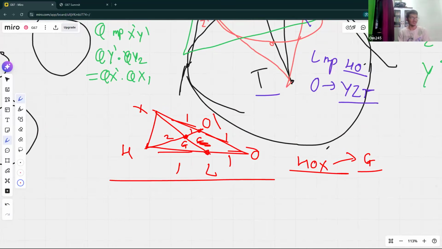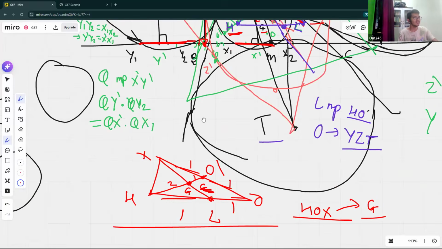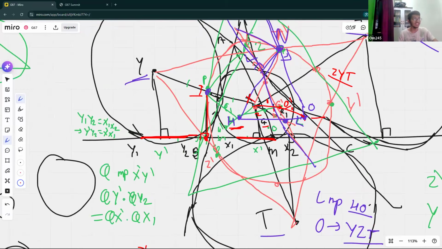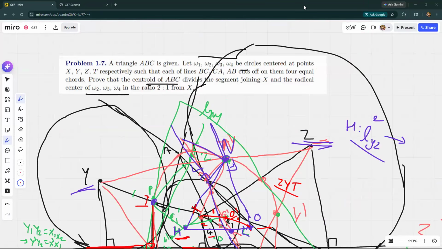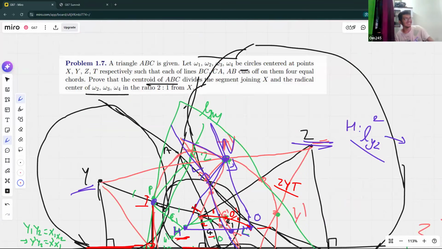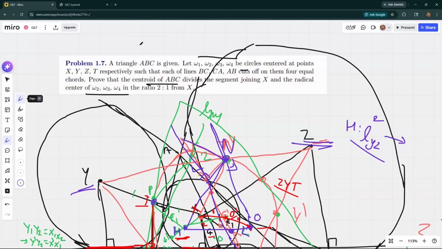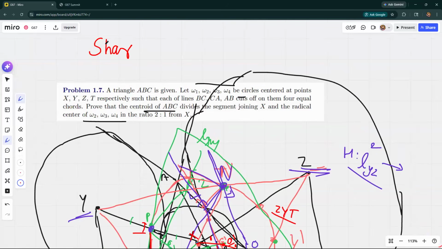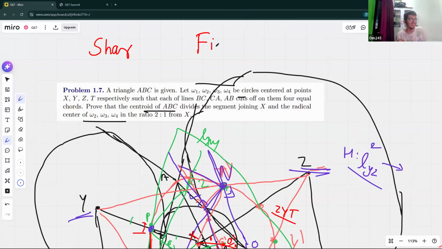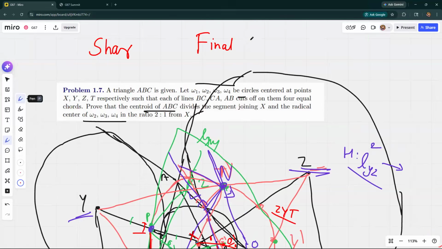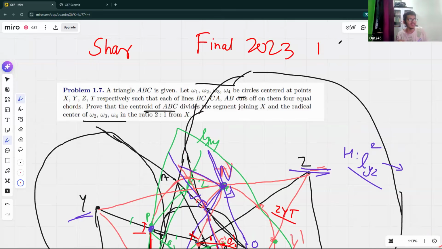Was it good? It was a nice problem. Let me just pull up the source. This time it's not China TST. Is this from a Russian Olympiad or some Russian contest? It looks very Russian, there are too many circles over here. It is Sharygin. Why do you know that? I've seen the problem. Oh, okay, 1.8, Final round.